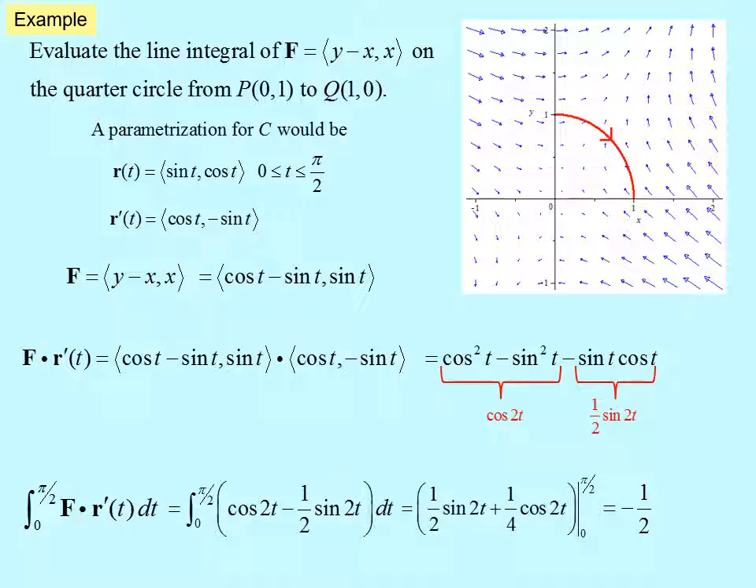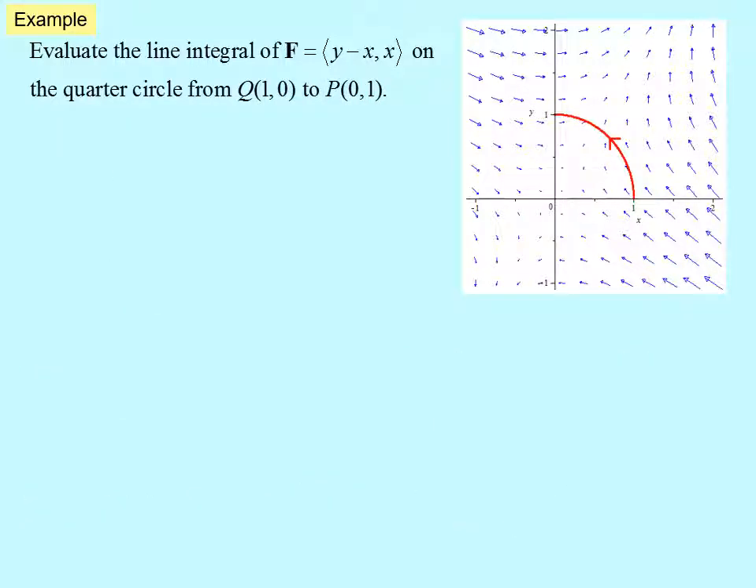I'm looking at the picture, and I do indeed see more of the curve that is going against the vector field than I see going along with the vector field. Now we're going to take the same vector field, only we're going to reverse the direction on the curve and go from (1, 0) to (0, 1) along that circle.